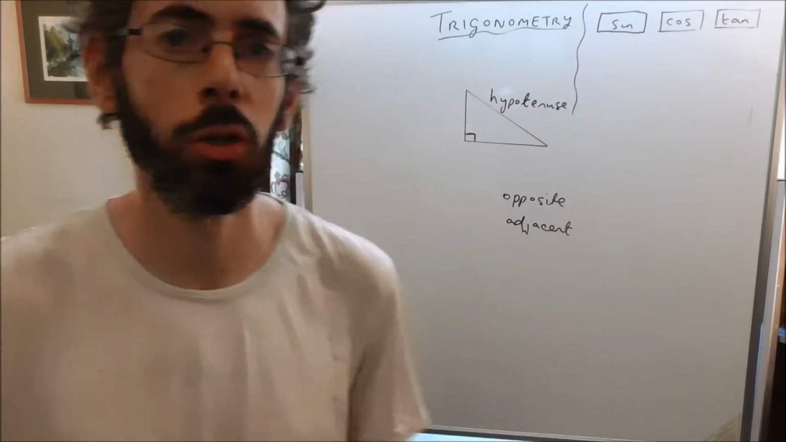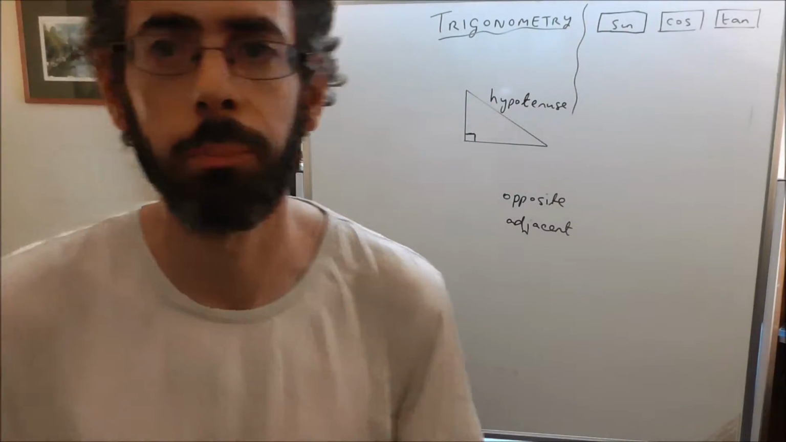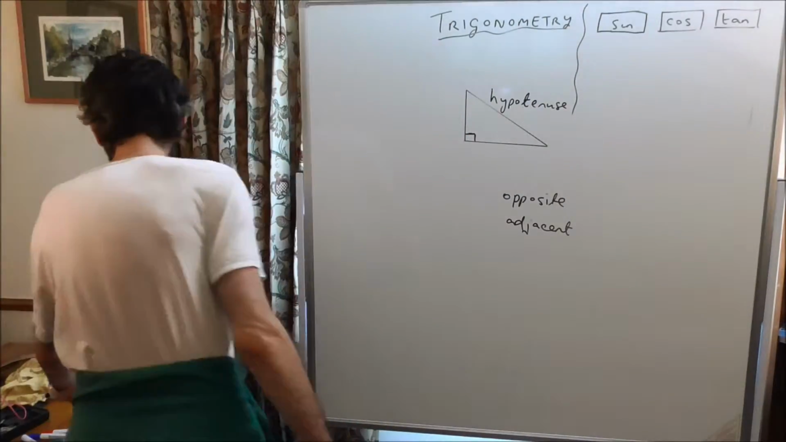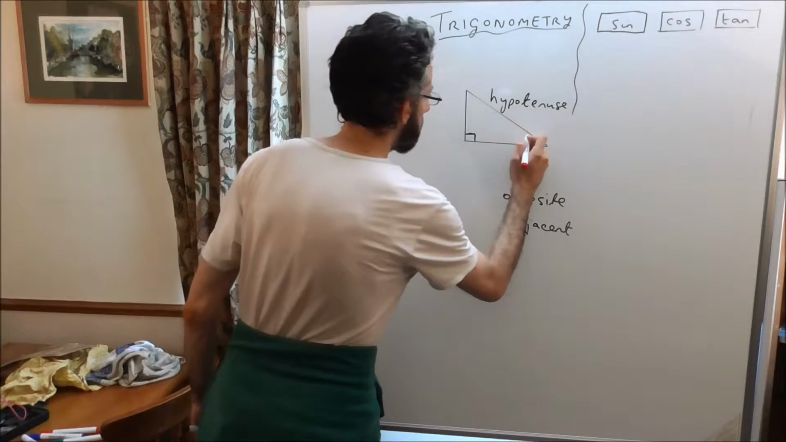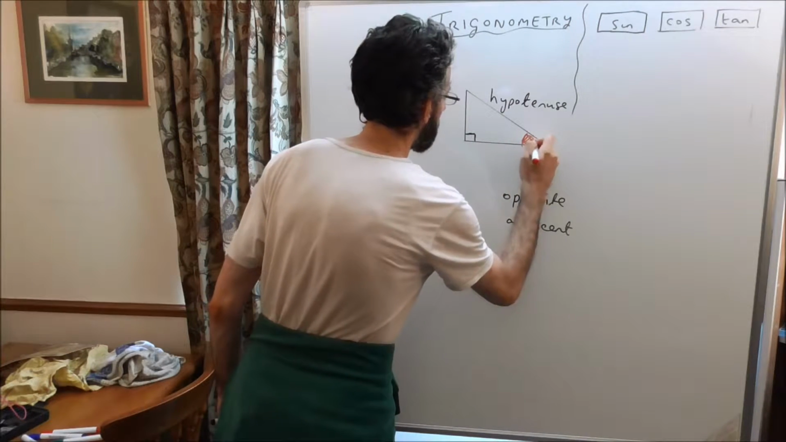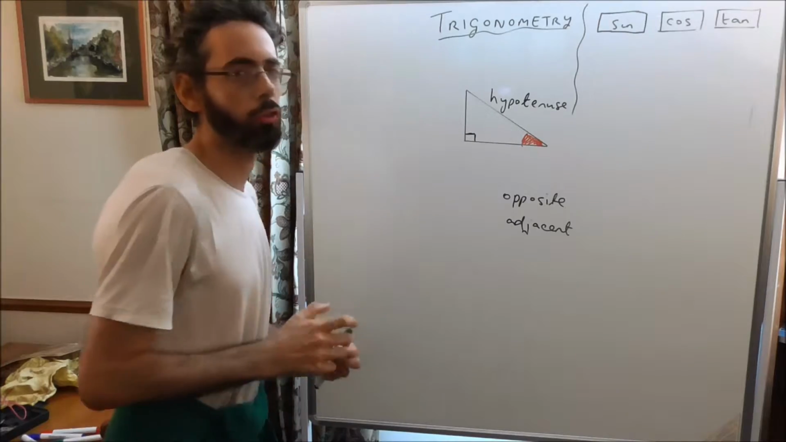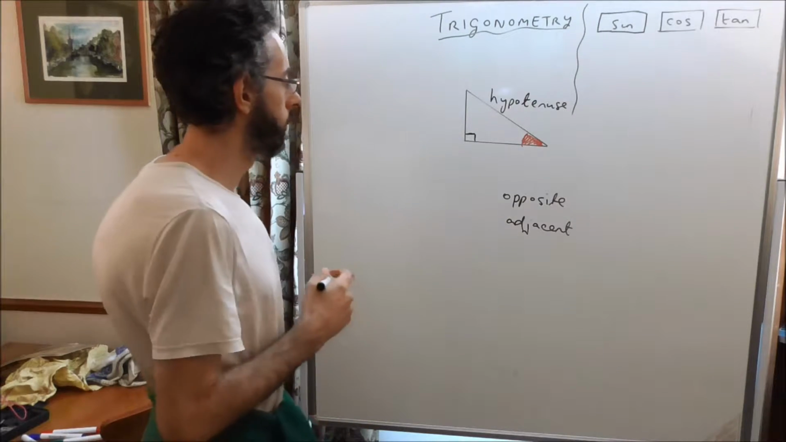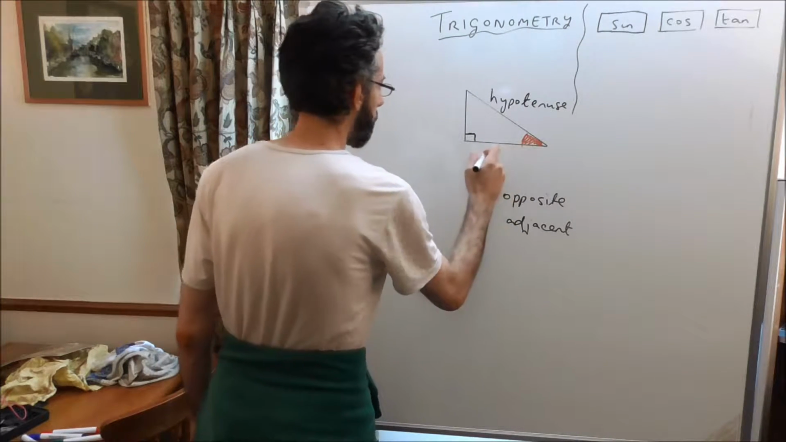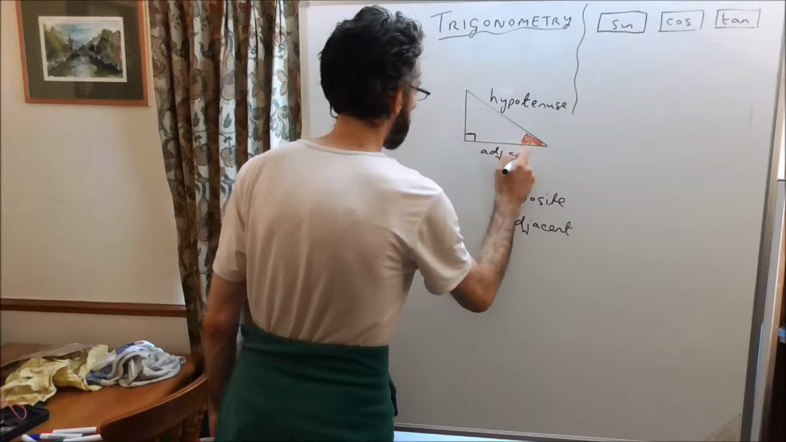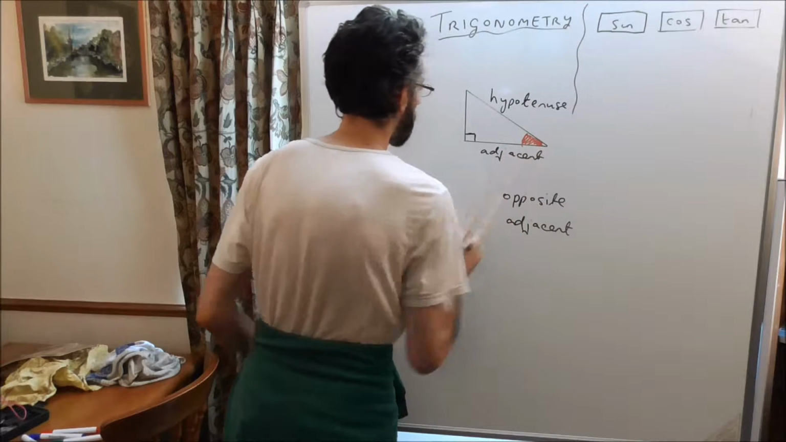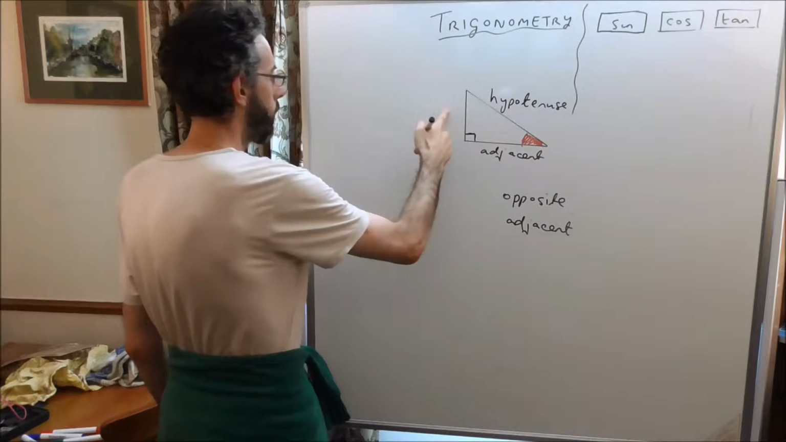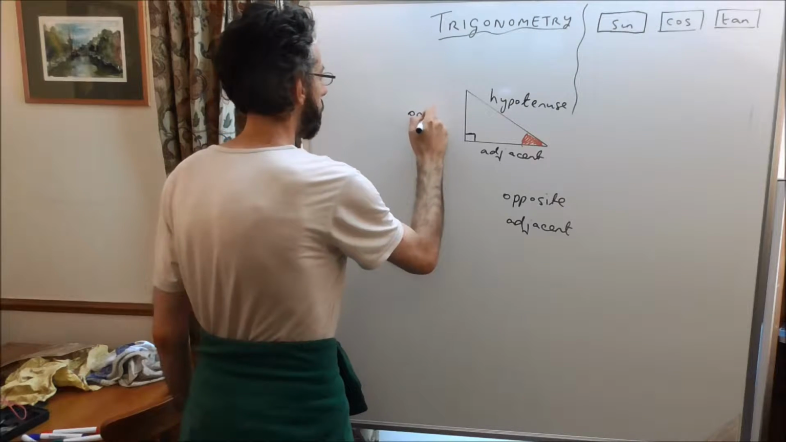Which is which depends on which angle is being considered in the question. So let's say this angle is the angle being considered in the question. Which side do you think would be the adjacent side? Well, adjacent just means next to, as I said. So it's this side here. This side is next to the angle. Adjacent. And this side is the opposite side because it's opposite the angle.